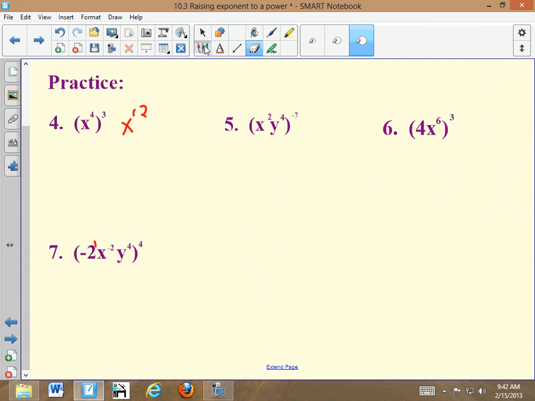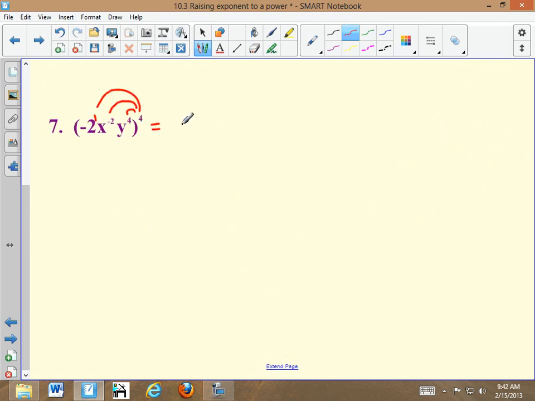Let's move on to number 7. The 4 has to be multiplied to the 1, to the negative 2, to the 4. So this equals negative 2 raised to the 4th power, x raised to the negative 8th power, y raised to the 16th power.